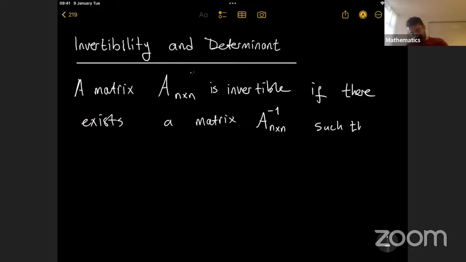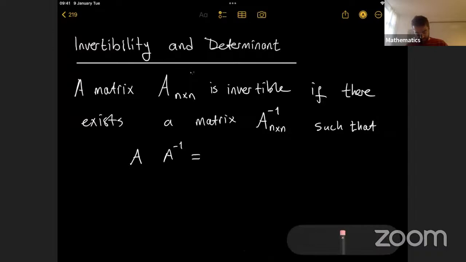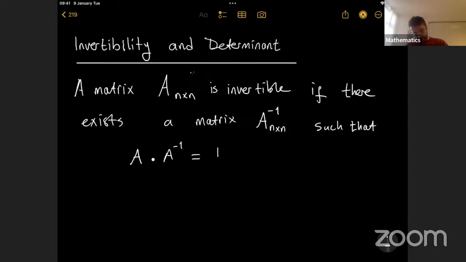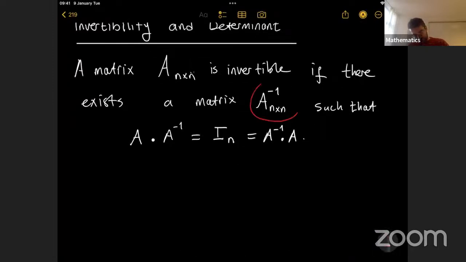such that A times this matrix, A inverse, is equal to the identity matrix. Well, for the product, I usually use the dot here instead of this. It's the identity matrix. Okay, and similarly, it's equal to A minus one times A, okay? So basically, when you multiply a matrix with its inverse, you get the identity matrix. And in that case, you say the matrix is invertible, okay? And here, this is called the inverse of A.